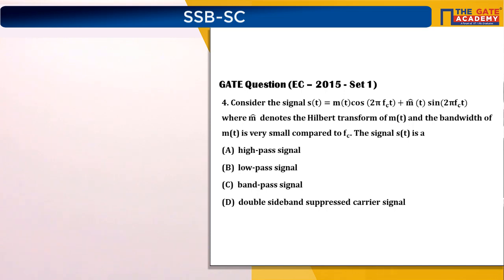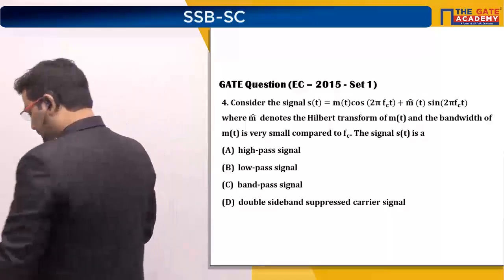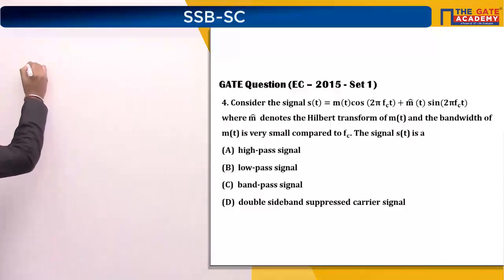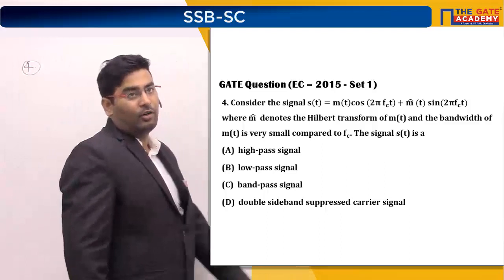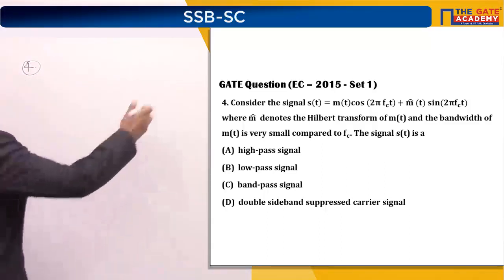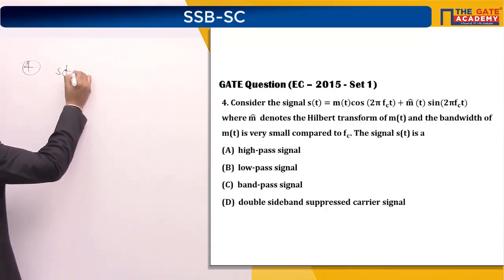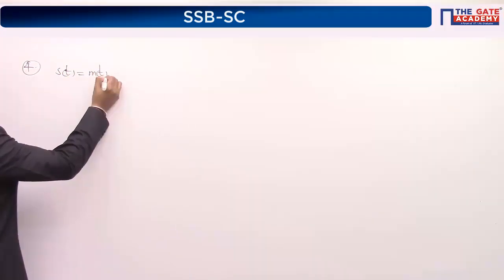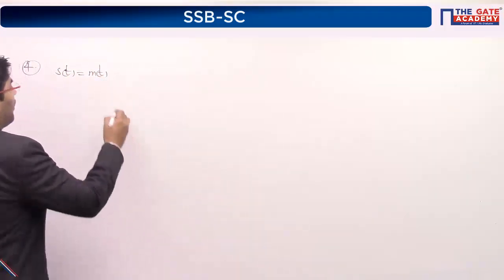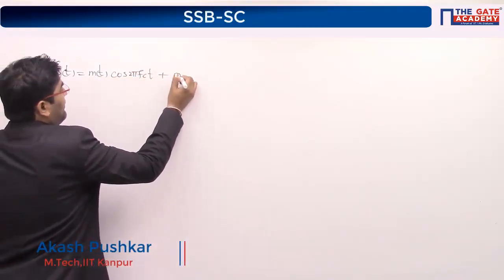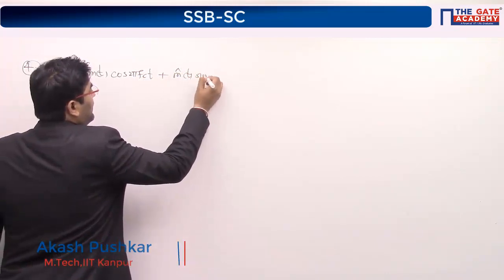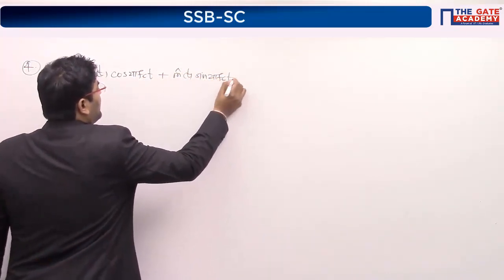Okay, so question number 4 says, consider the signal s of t, m of t cos 2 pi fct, m hat t sin 2 pi fct. And this question was asked for GATE 2015, not very old question, very new question. So s of t is m of t cos 2 pi fct plus m hat t sin 2 pi fct.